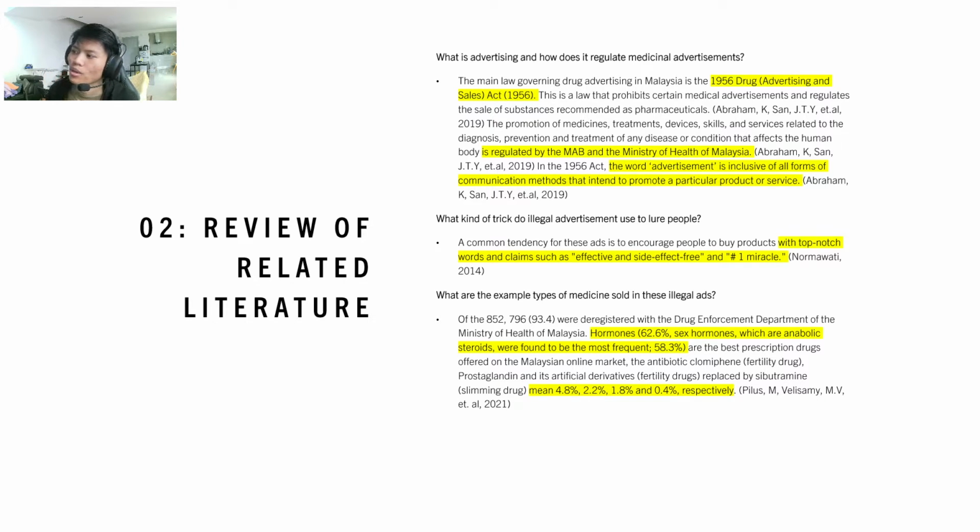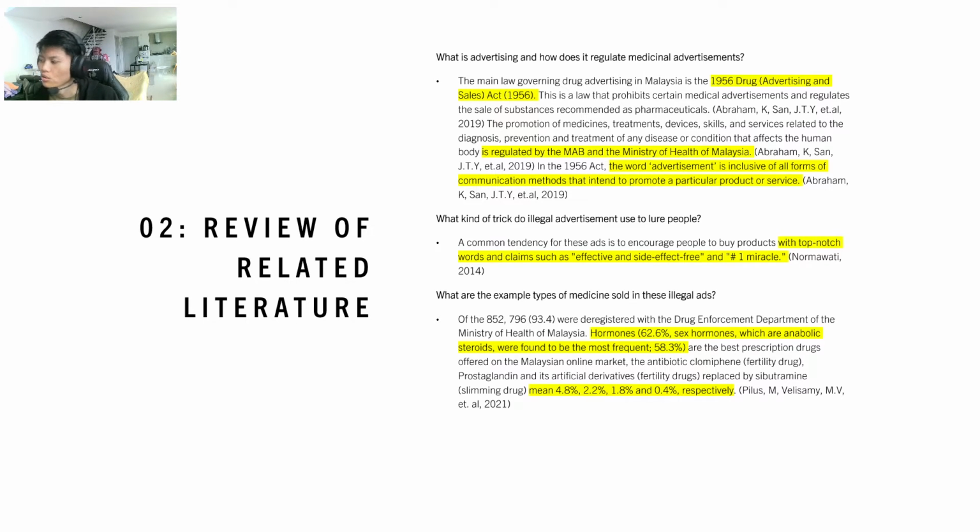So what is advertising in the eyes of the 1956 Act? The word advertisement is inclusive of all forms of communication methods that are used to promote a particular product or service. So that is all for advertising. What kind of tricks do illegal advertisements use to lure people? A common tendency is to encourage people to buy products using bogus claims and top-notch words, for example, effective, side effect free, number one, miracle, can cure certain diseases which we know are very hard to cure without proper treatment. So all these claims are used to attract people to buy their products.